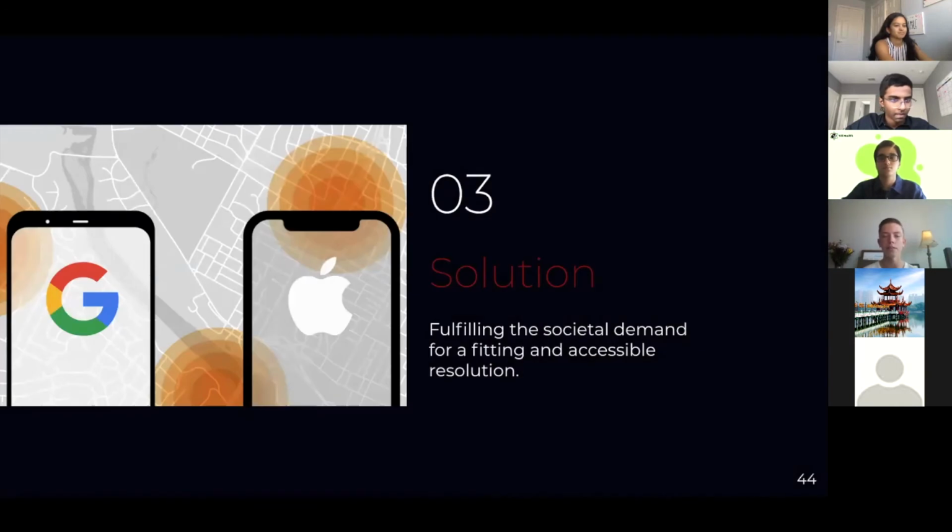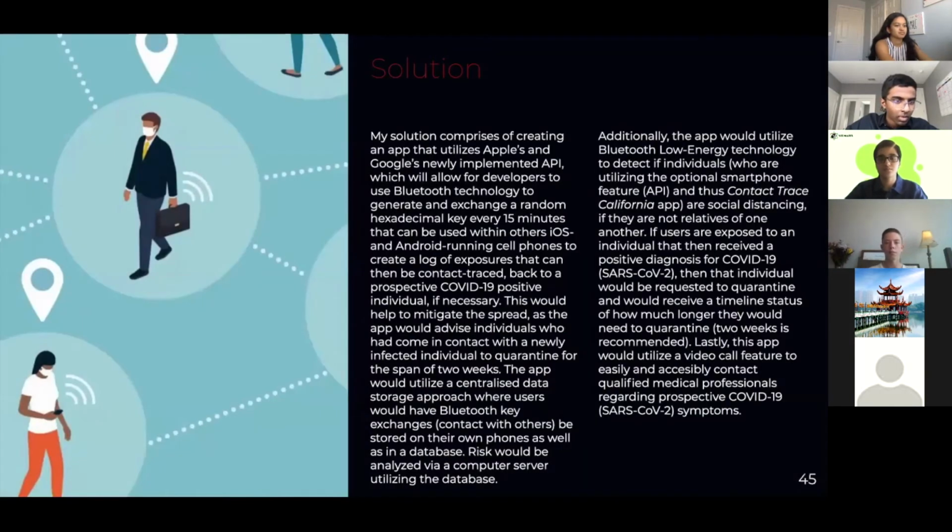Okay, so here's my solution. My solution comprises creating an app that utilizes Apple and Google's newly implemented API, which will allow developers to use Bluetooth technology to generate and exchange a random hexadecimal key every 15 minutes. That can be used on others' iOS and Android cell phones to create a log of exposures that could then be contact traced back to a prospective COVID-19 positive individual if necessary.